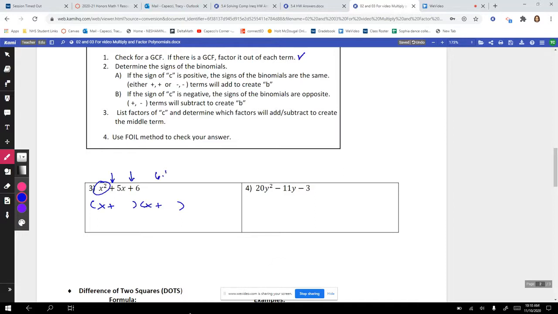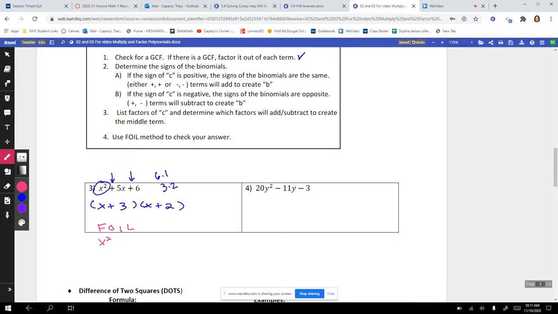Factors of 6: 6 times 1, 3 times 2. Because the signs are the same, I'm looking for factors of 6 that add up to 5, so I get 3 and 2. Now again, if I want, I can check using FOIL, and we won't do this for all of them, but we can for each problem if you wanted to.